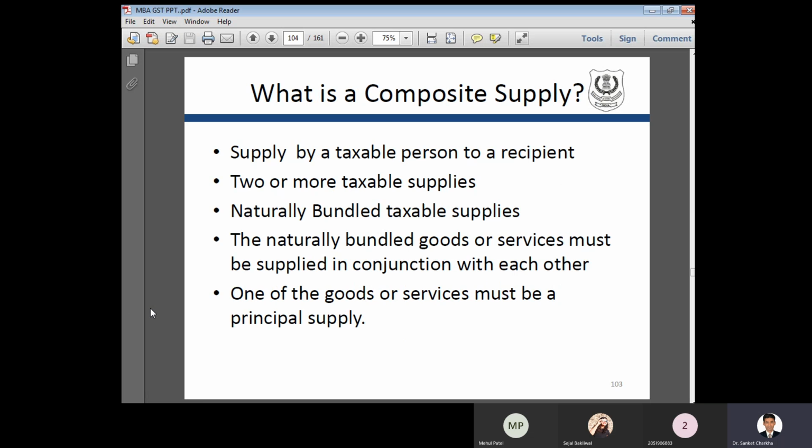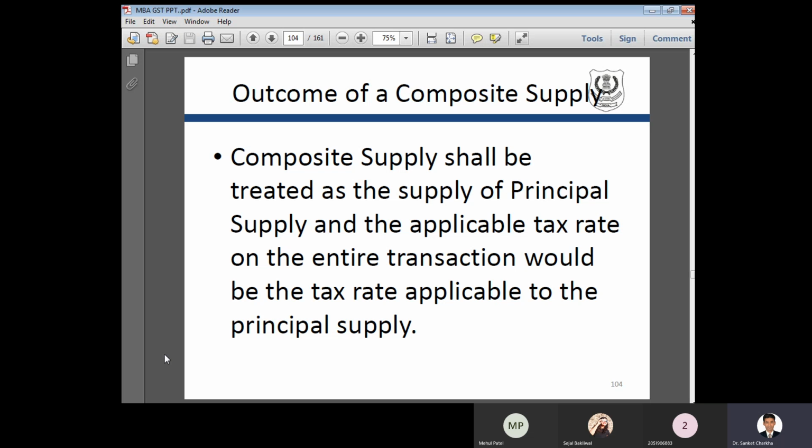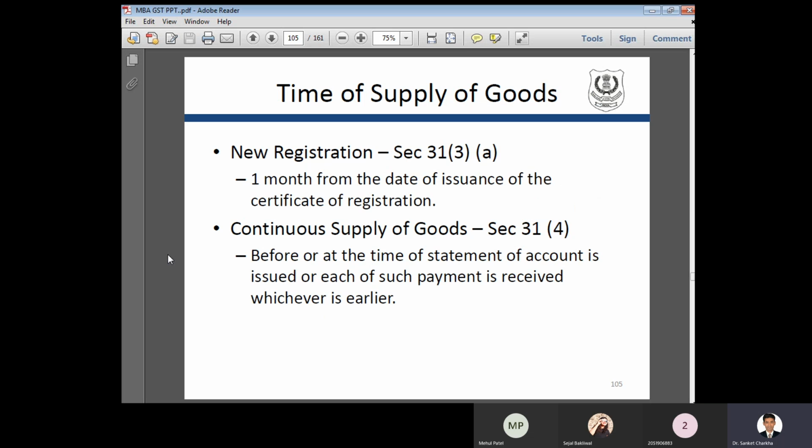Now in this case, what you are seeing is a supply of two or more taxable goods, naturally bundled. So what happened in this case? There are two commodities or more than two commodities. But what you have to do is that the tax to be applied on the entire goods and services or the commodity is on the basis of the principal supply. So the tax rate will be identified on the principal supply, and the GST rate will be applicable on the principal amount of goods and services or commodity that has been supplied.